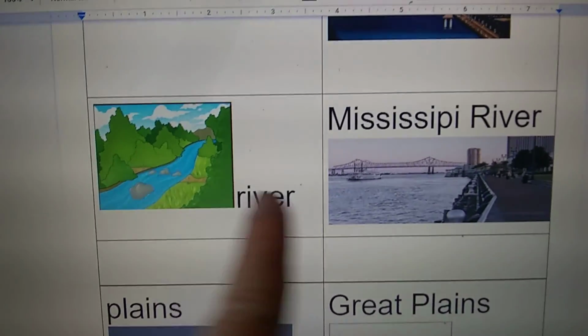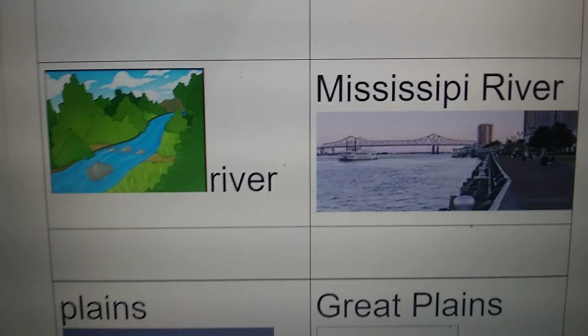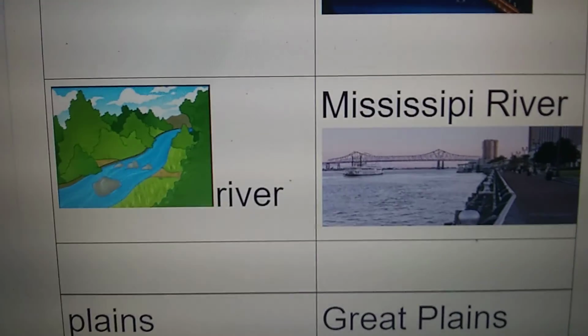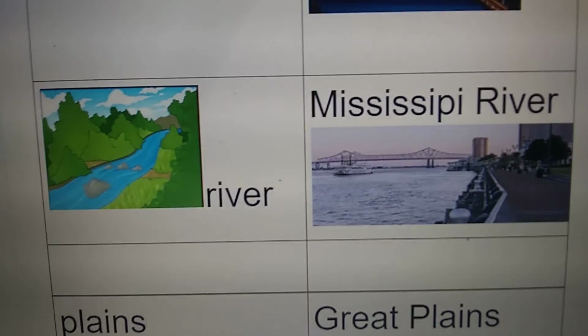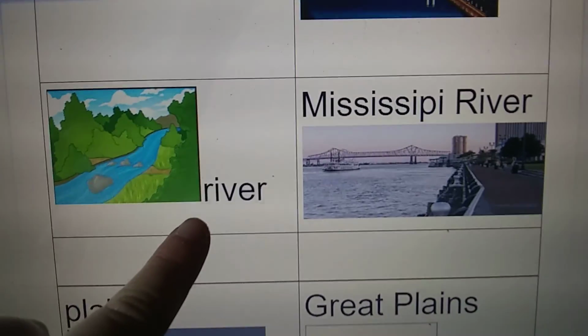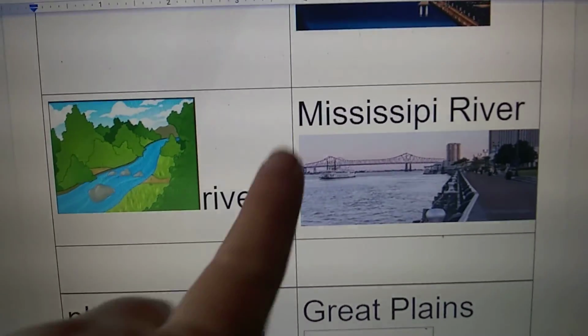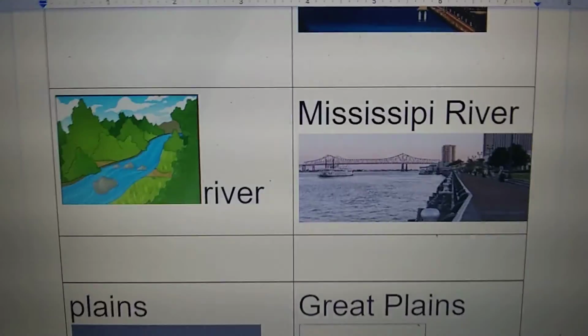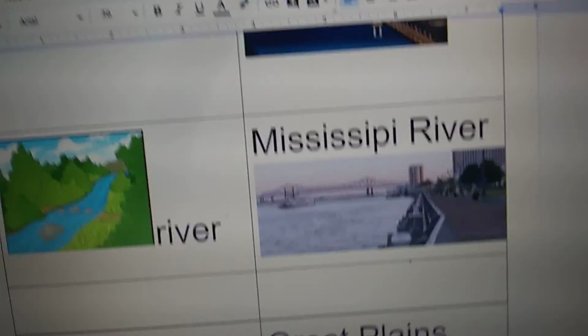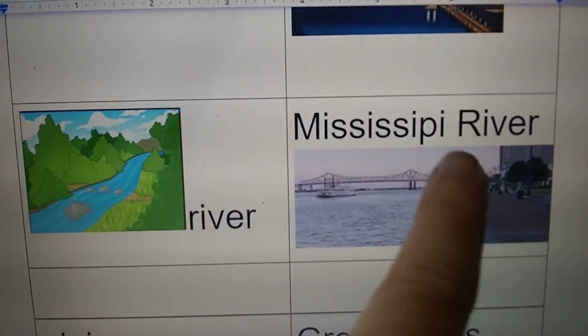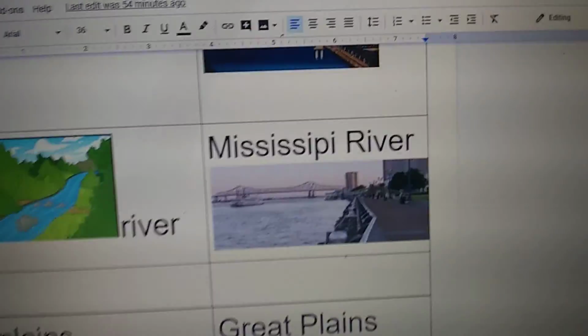We live right by Lake Pontchartrain. River, Mississippi River. What's the difference? You are correct. If I just say river, it's a lowercase r. If I name the river, Mississippi River, you need an M and an R, and they need to be capital.